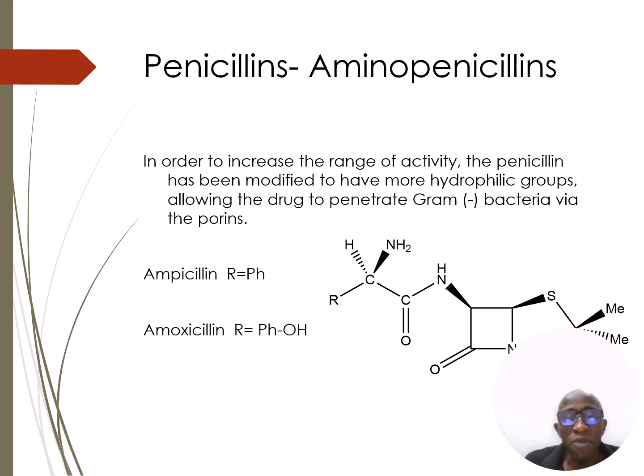Now, to take care of some of these problems, to increase the range of activities of the penicillin, I talked about this, the aminopenicillins like ampicillin and amoxicillin were modified to have more hydrophilic groups, allowing the drug to penetrate gram-negative bacteria via the porins. Okay, so these guys are more hydrophilic, and the porins are polar, filled with aqueous liquid. So the porin is a channel of proteins, and the proteins are actually polar.